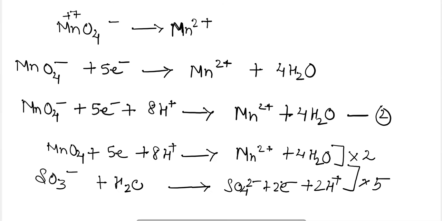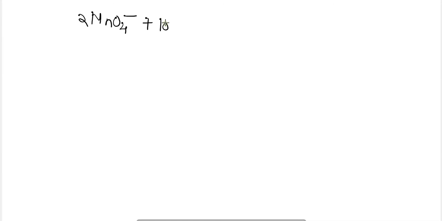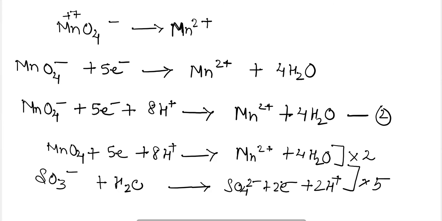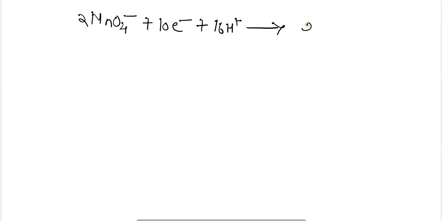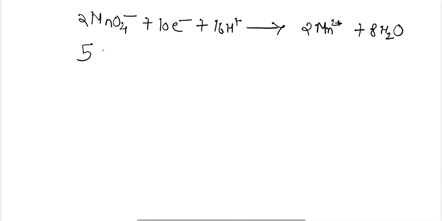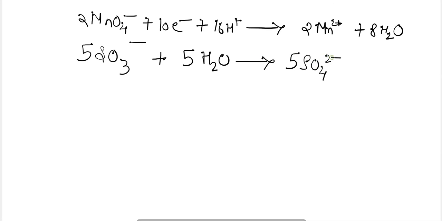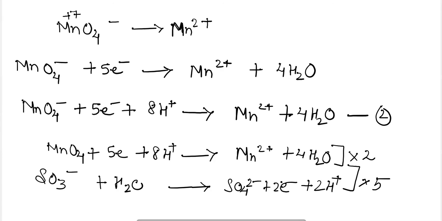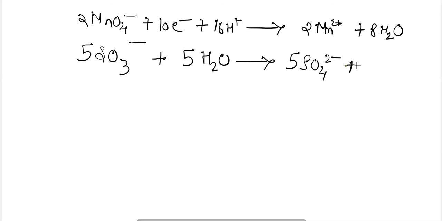After this, we get the equations as 2MnO4 minus plus 10 electrons plus 16H plus gives 2Mn2 plus plus 8H2O. Next, 5SO3 2 minus plus 5H2O gives 5SO4 2 minus plus 10 electrons and 10H plus ions.